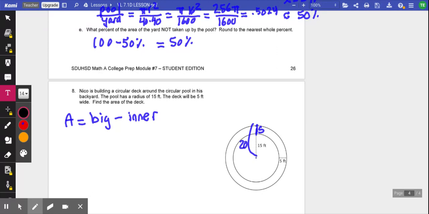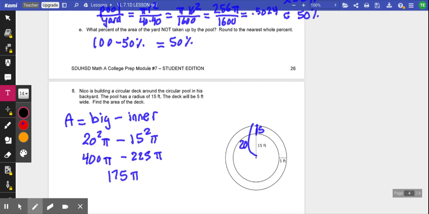or the whole radius would be 20. So I have to go 20 squared pi minus 15 squared pi. 20 times 20 is 400. 400 pi. 15 times 15 is 225. Combine like terms. I like to calculate my pi very last. Then I multiply by 3.14, and I get the deck's area is about 449.5 feet squared.